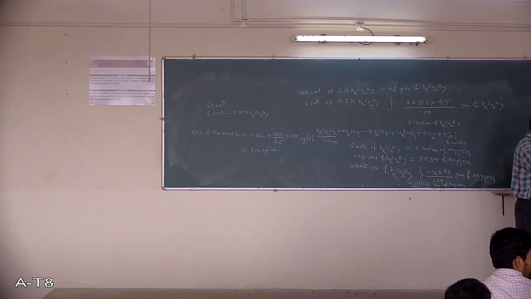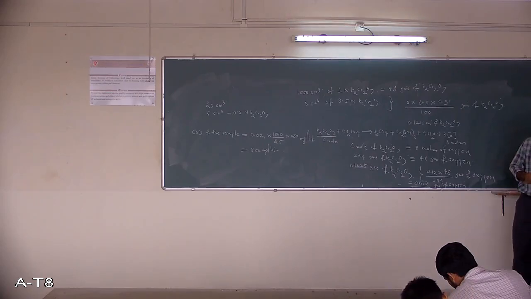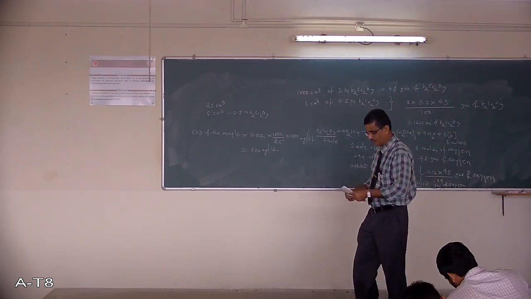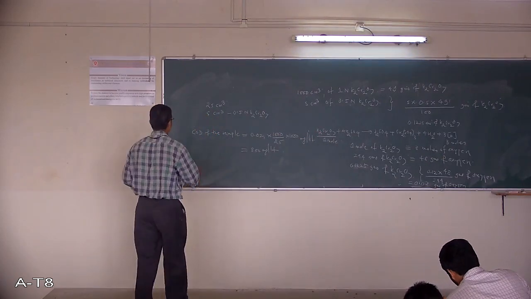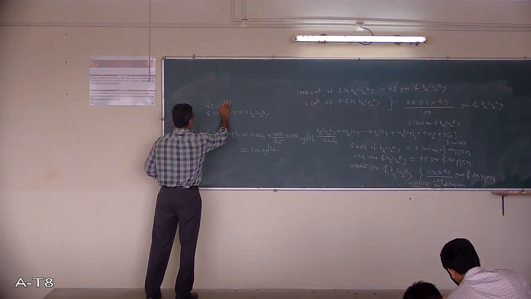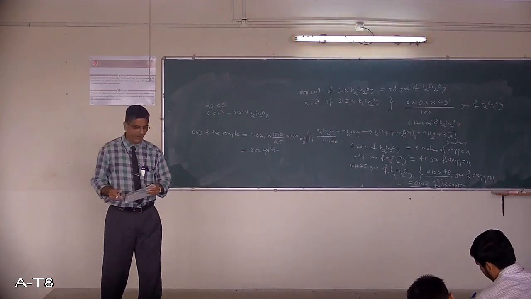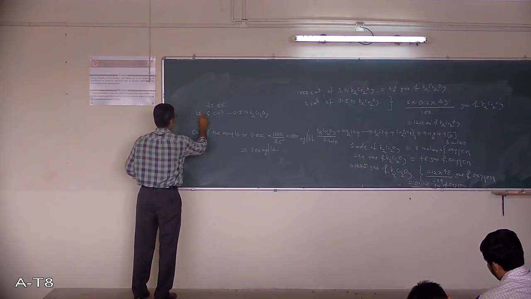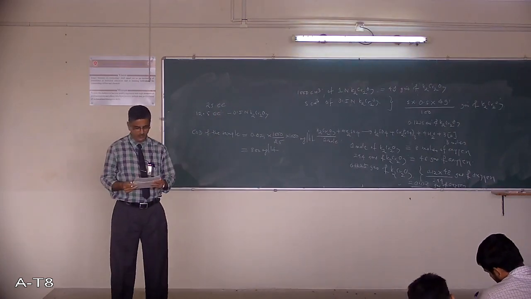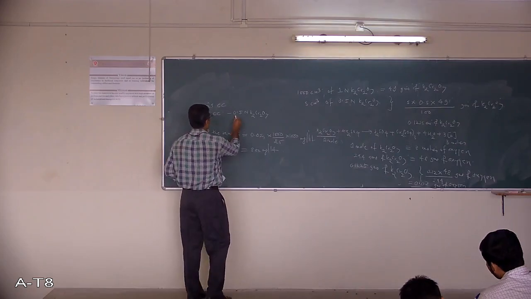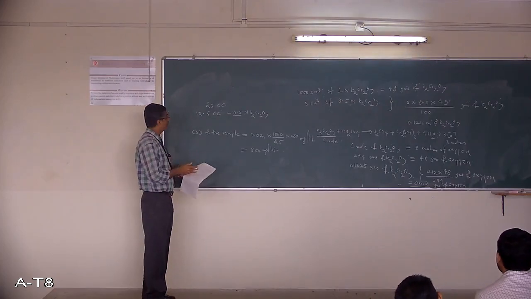Take it. 25 cm cube of an industrial effluent requires 12.5 cc of 0.5 N K2Cr2O7.